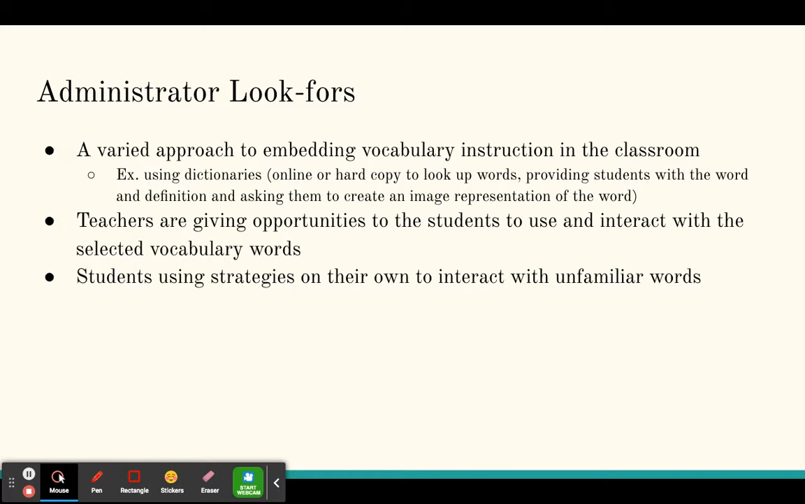And then you also want to look for, are students using strategies on their own to interact with unfamiliar words? Are students encountering this unfamiliar word and then saying, oh, okay, well, I remember that this particular root means this, so I can make a guess about what this word means? Or are they saying, okay, well, I get what this sentence is saying, so I think that this is what this word means, right? I don't know the exact definition, but I can gather that this is what that word means. So are students using those strategies on their own?